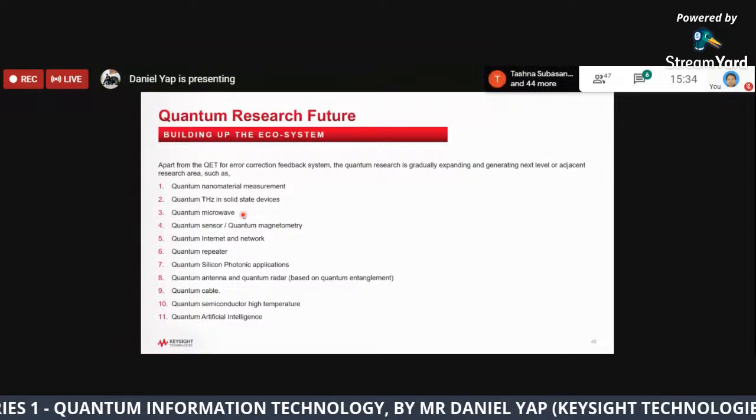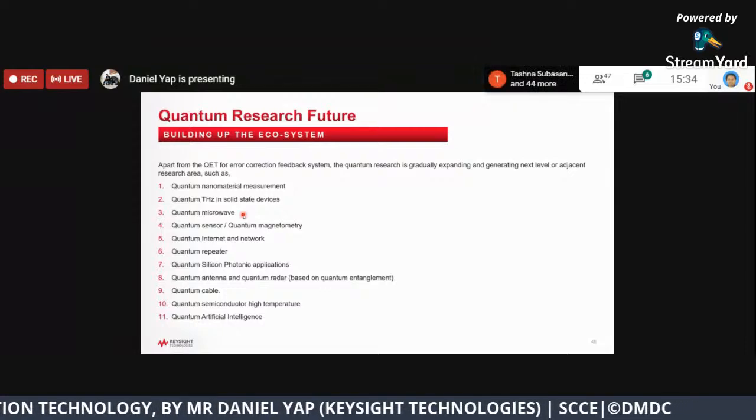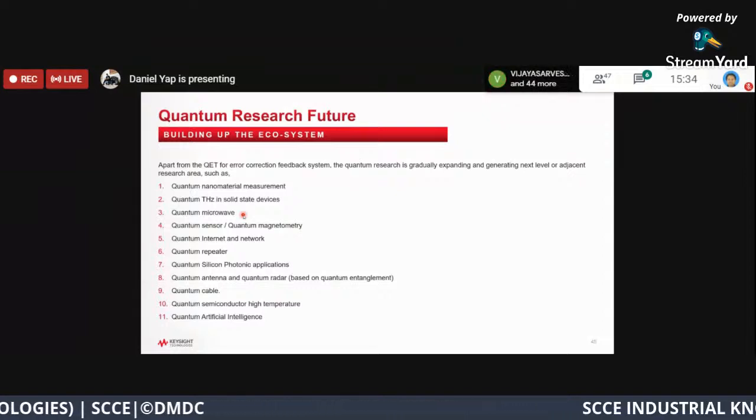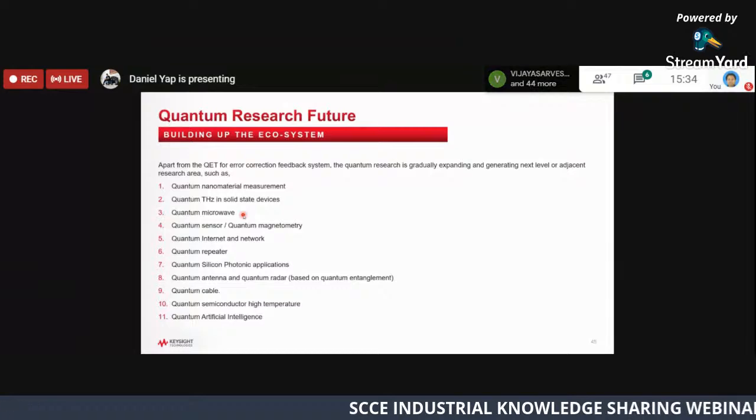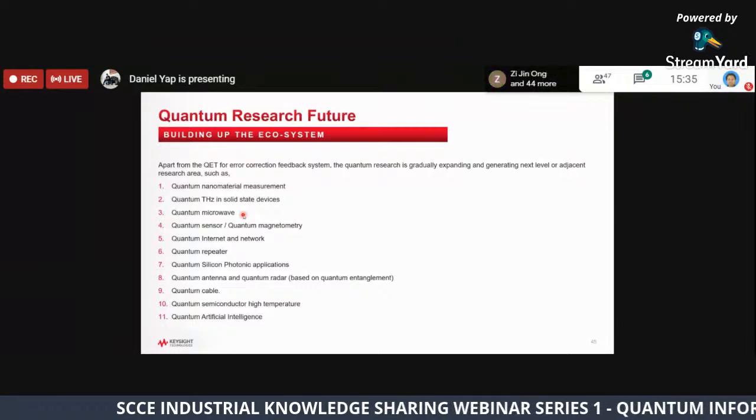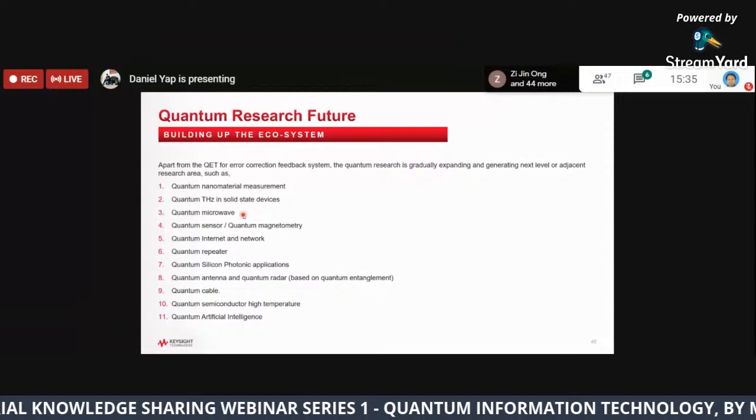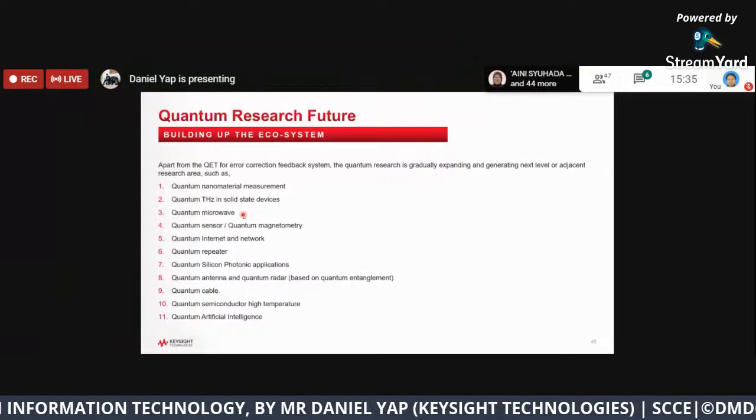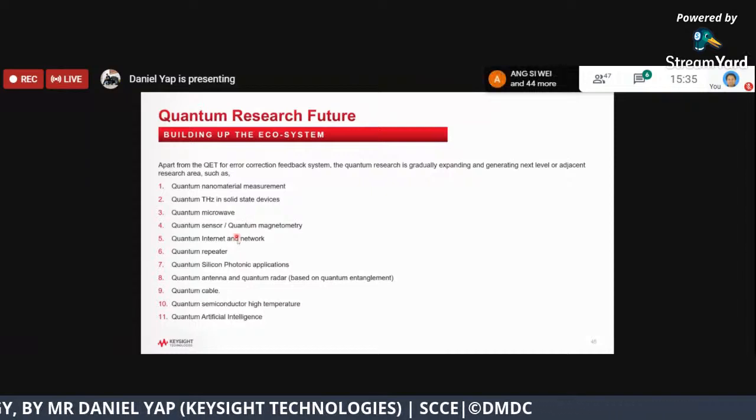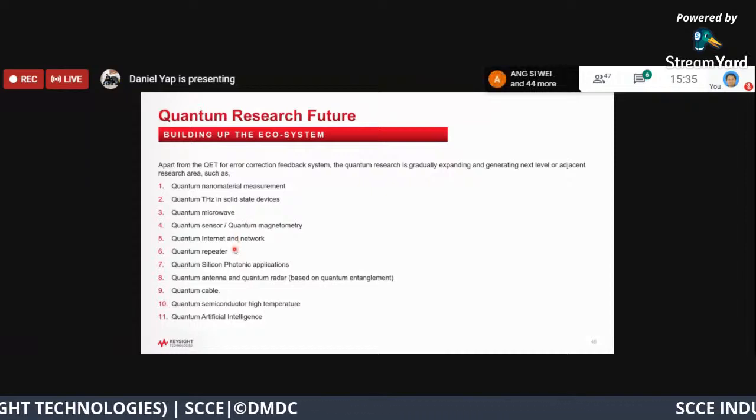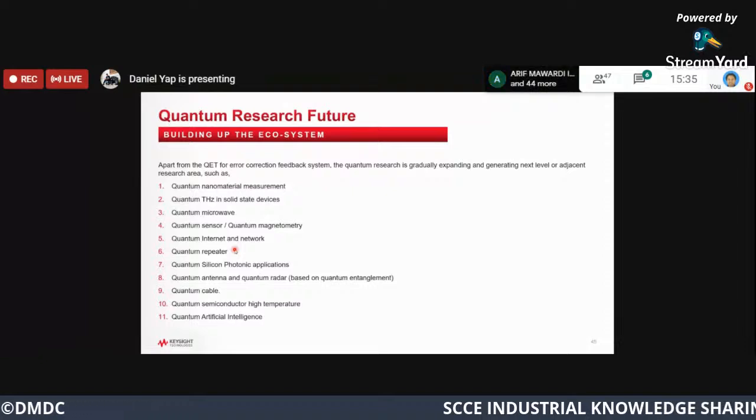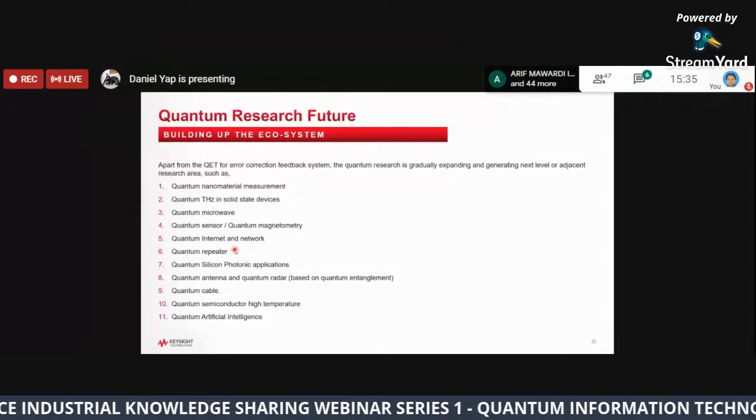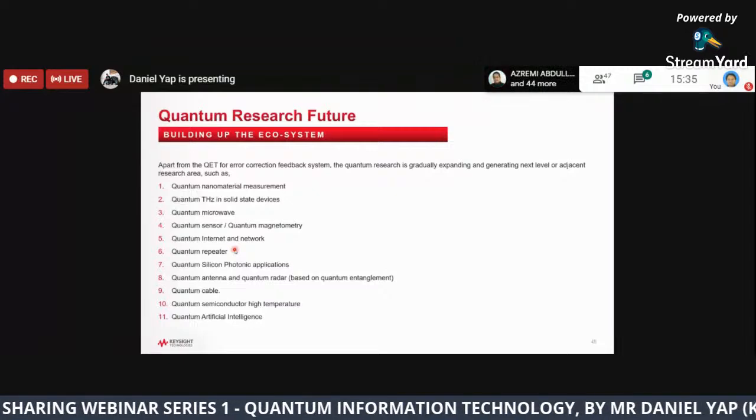How does quantum internet work? It's almost like edge computing. Edge computing is some sort of machine learning with AI. And with quantum internet, this can be applied so your computational work can be done very fast locally in the network, in the cloud area. Quantum repeater, I did mention just now. Right now, you want to transmit your data, you want to repeat your quantum data. Quantum silicon photonics is also very interesting.